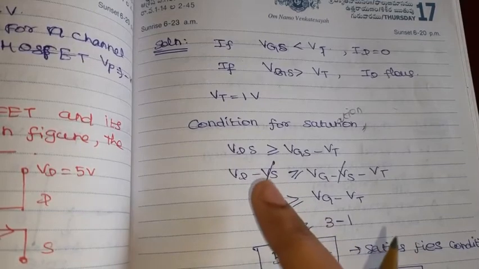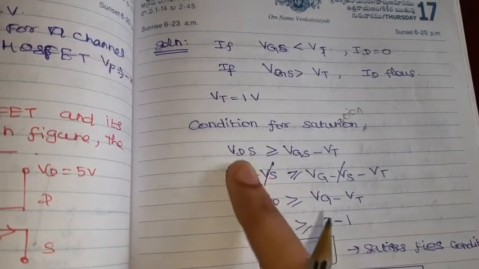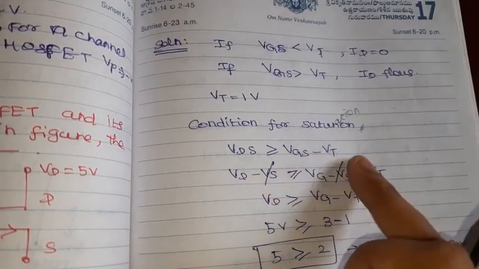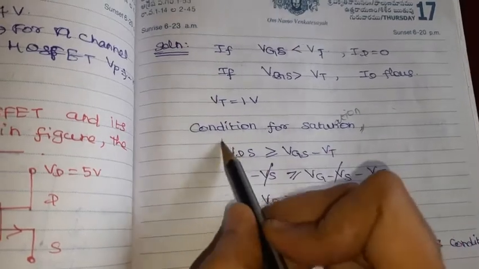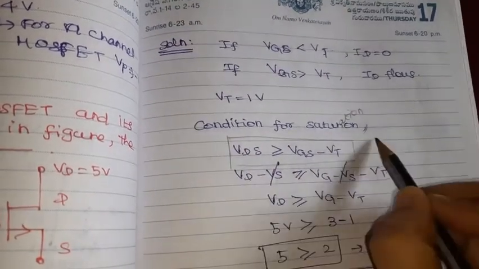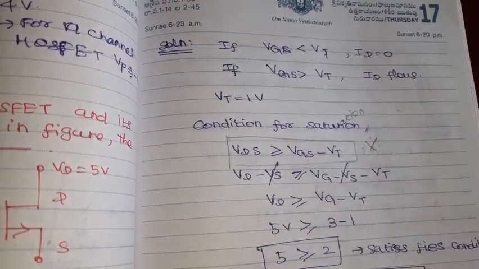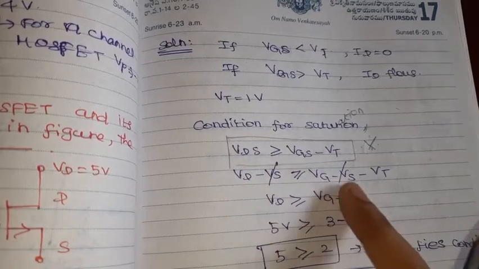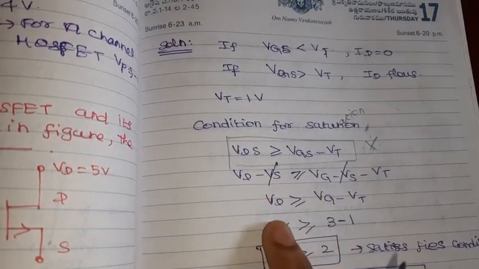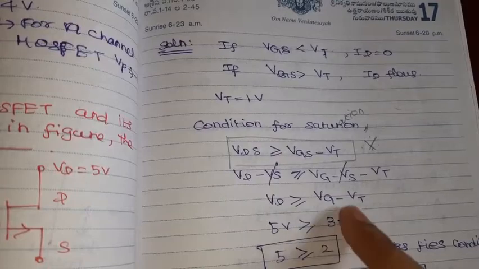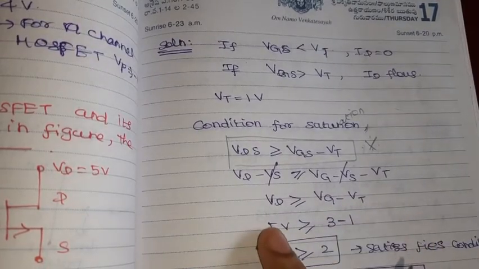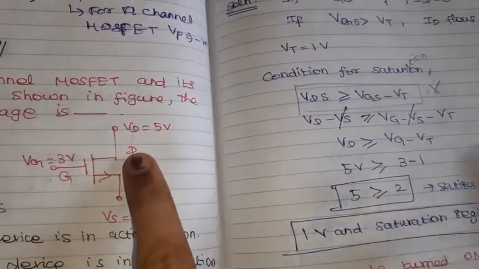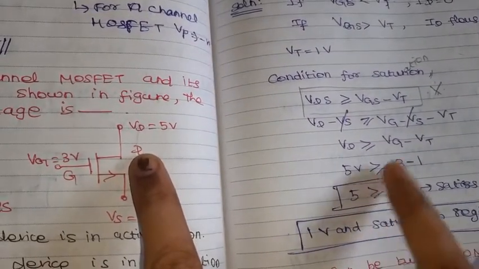So we have the condition for the saturation region. What is that? VDS greater than or equal to VGS minus Vt. This is very important. VDS greater than or equal to VGS minus Vt. So Vd minus Vs, Vg minus Vs minus Vt. Vs gets cancelled. So automatically Vd greater than or equal to Vg minus Vt. What is Vd here? Vd is given as 5 volt. From here, 5 volt greater than or equal to Vg.